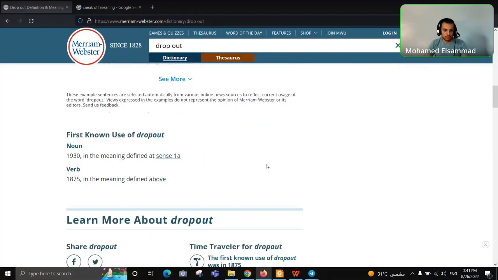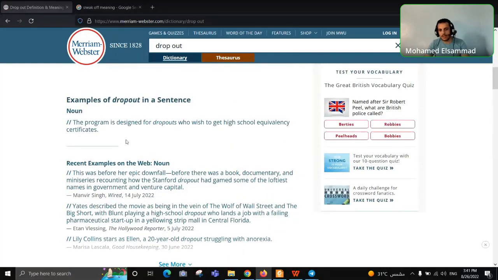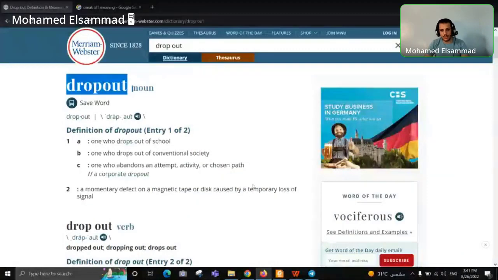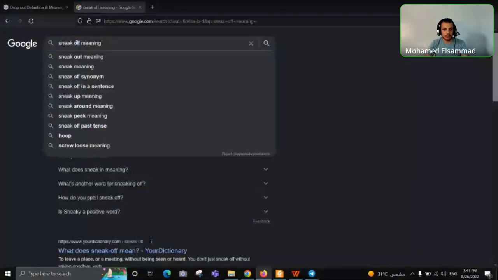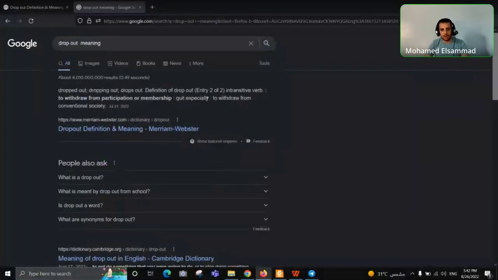So let's see if we have synonyms. There are no synonyms for it. Okay, so a program is designed for dropouts. A person who drops out of school, leaves the school. A person drops out, abandons an attempted activity or chosen path. Let's see, transfer to withdraw from participation or membership. Okay, ينسحب, بمعنى ينسحب.